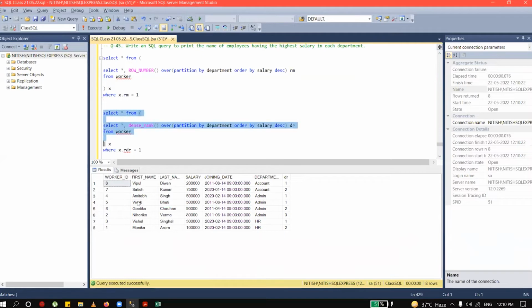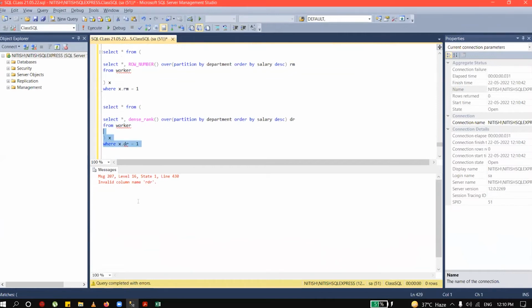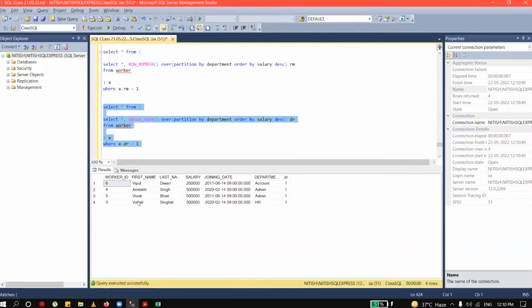It is a window function, and if I run it now, DR, sorry, not RDR, DR. Here now you get the proper information. Account Vipul, admin Amitabh and Vivek both, and HR Vishal. I hope the difference between row number and dense rank is clear.